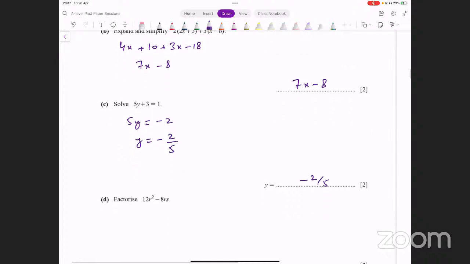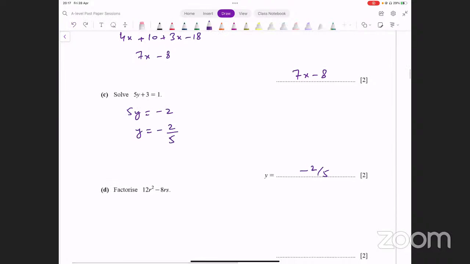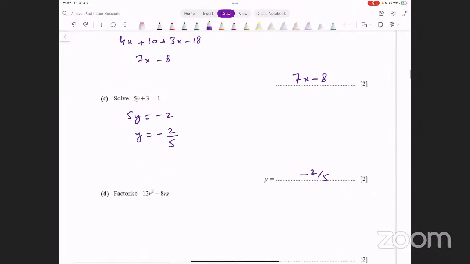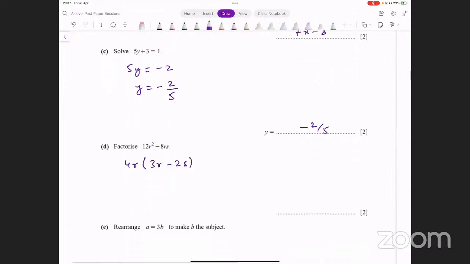Then you have to factorize this. Let's think about this now. Factorize means you have to take something common. What can you do for this? You can take 4 common and also R common for both of these. If we take 4R common, what are we left with inside? 3R minus 2S. And that's it. We can't factorize this any further. This is the final result. That's 4R into 3R minus 2S.